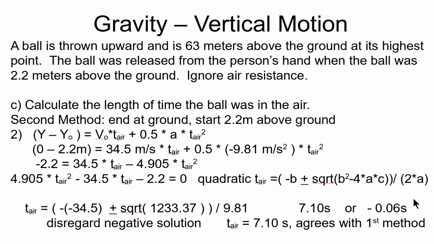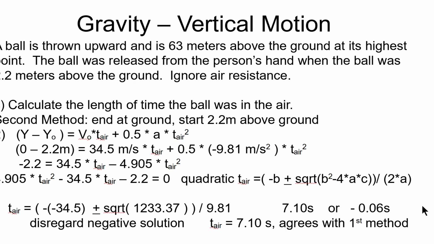We start the time when the ball leaves the hand. So we're looking for some positive time. A negative time would be in the past, so to speak. So we just disregard that negative solution. So I come up with this quadratic equation giving us 7.1 seconds.